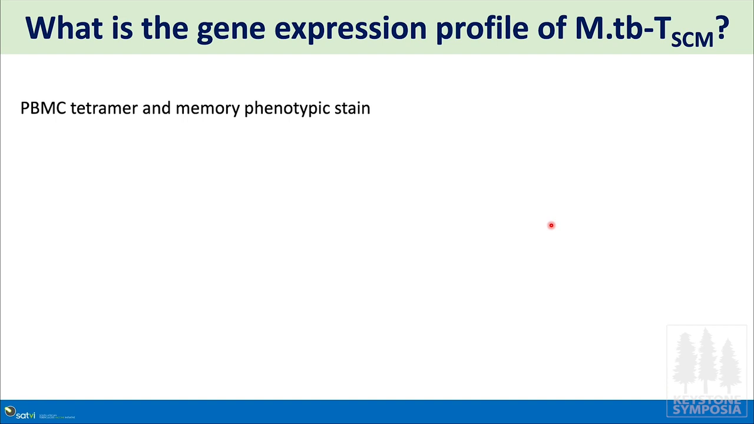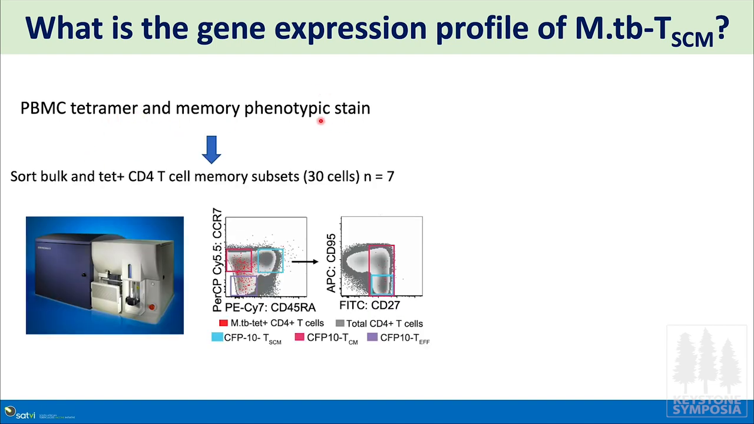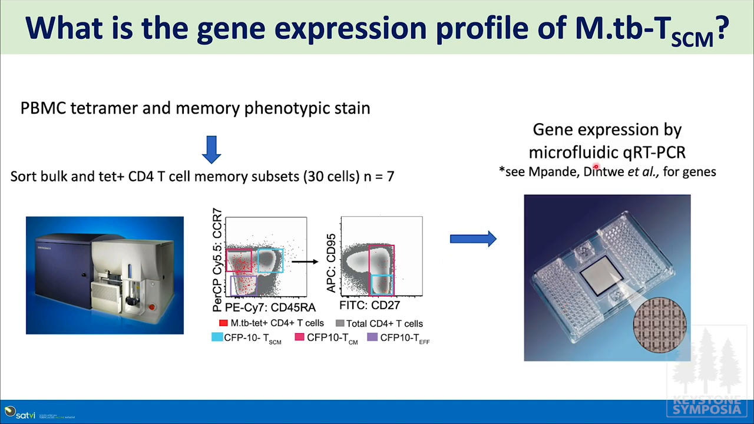The next thing you want to know is actually what is the gene expression profile of these MTB-specific TSCMs. And to determine this, we stained PBMCs with tetramers and the memory markers, then we sorted them using the FACSAria, where we sorted both bulk, that is non-specific, CD4 T cell memory subsets and tetramer positive CD4 T cell memory subsets, 30 of each cell subset, using the markers highlighted: CCR7, CD45RA, and CD27. After we sorted the cells, then we measured gene expression using microfluidic qRT-PCR.